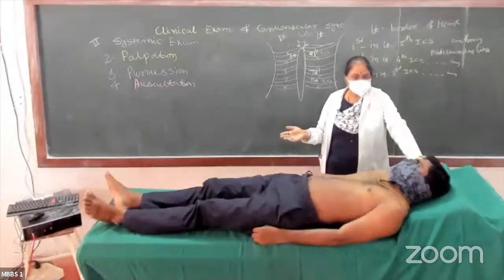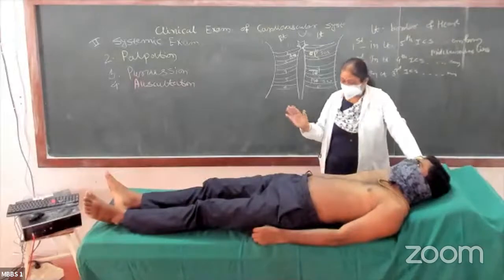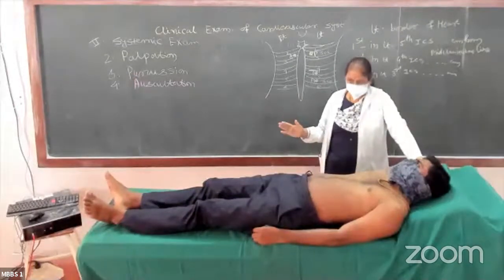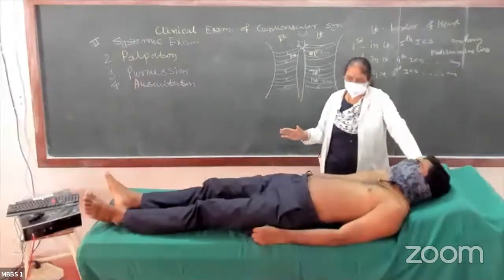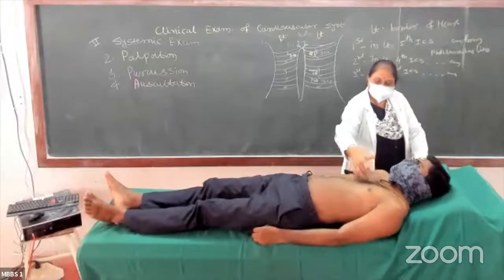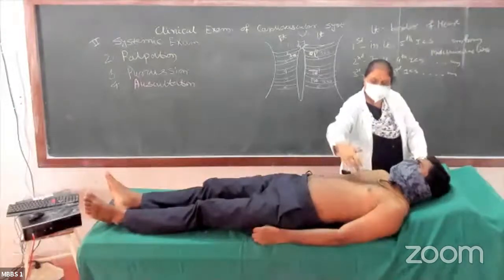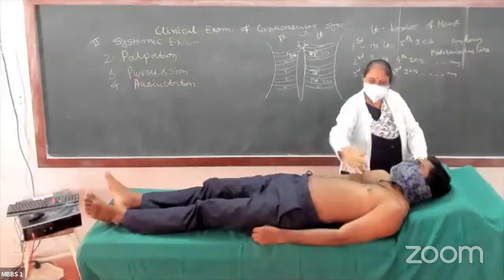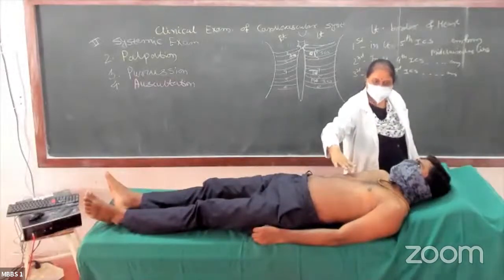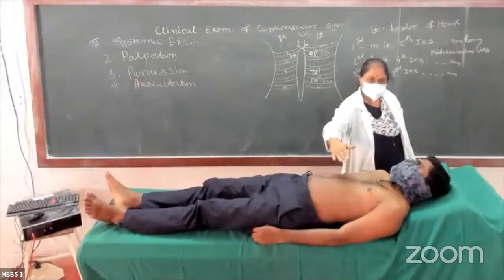In inspection, first is the chest wall. Chest wall is symmetrical or asymmetrical. So see the distance. Draw an imaginary line at the mid-sternum. The distance between the anterior axillary line and the mid-sternal line should be the same on both sides. On the right side and on the left side, it should be the same.